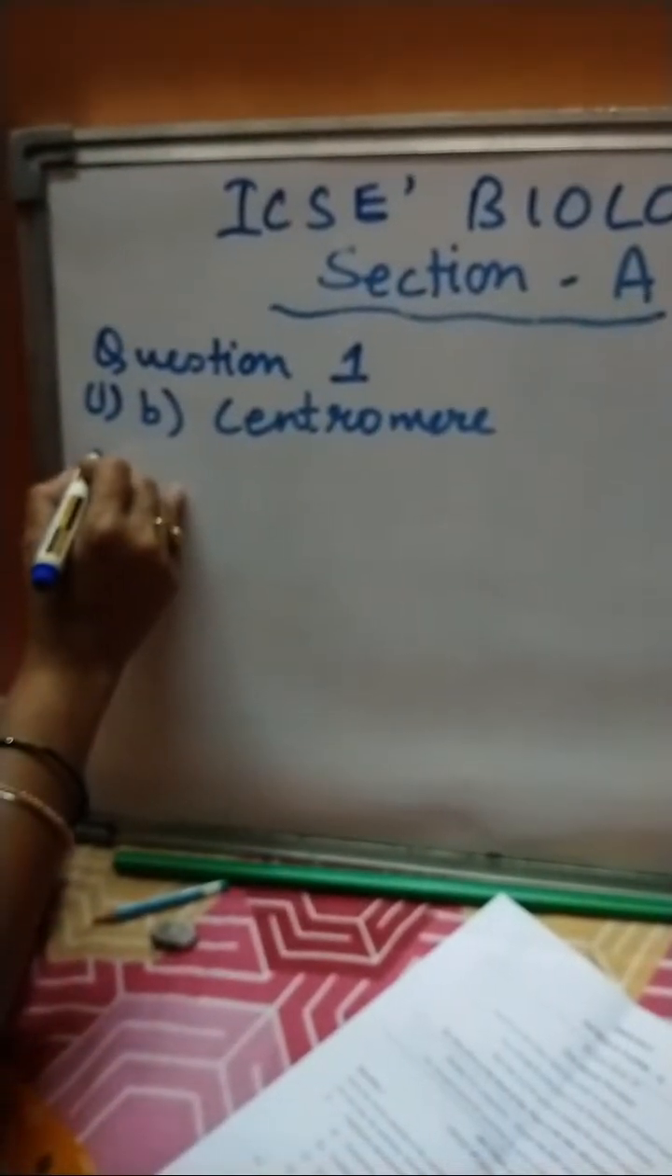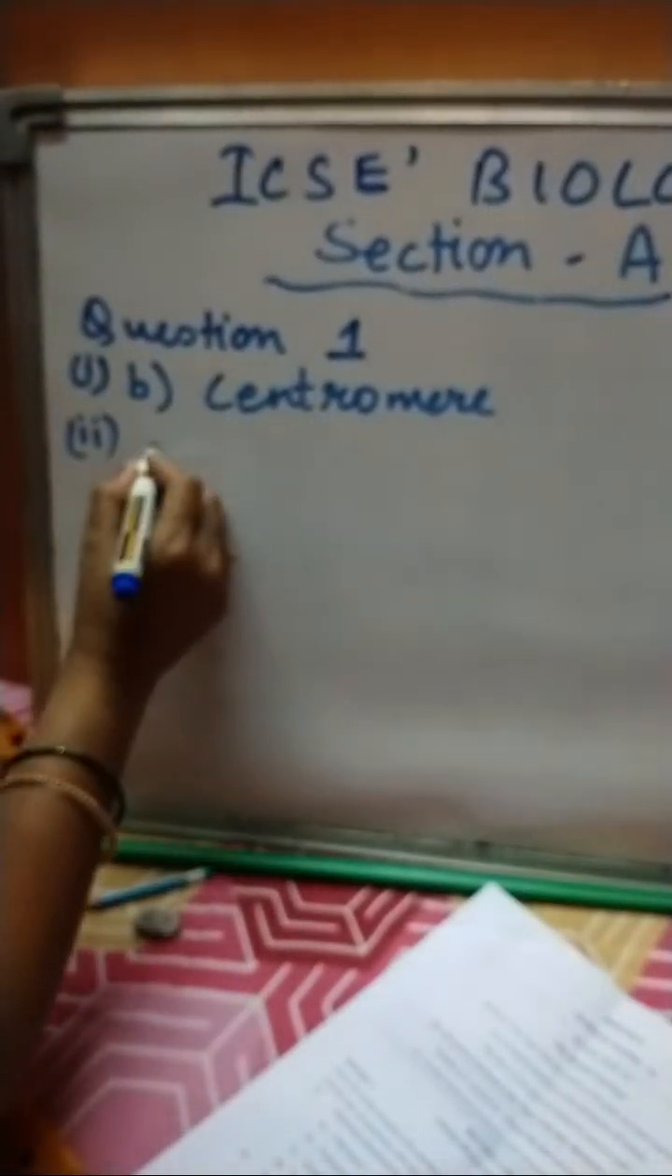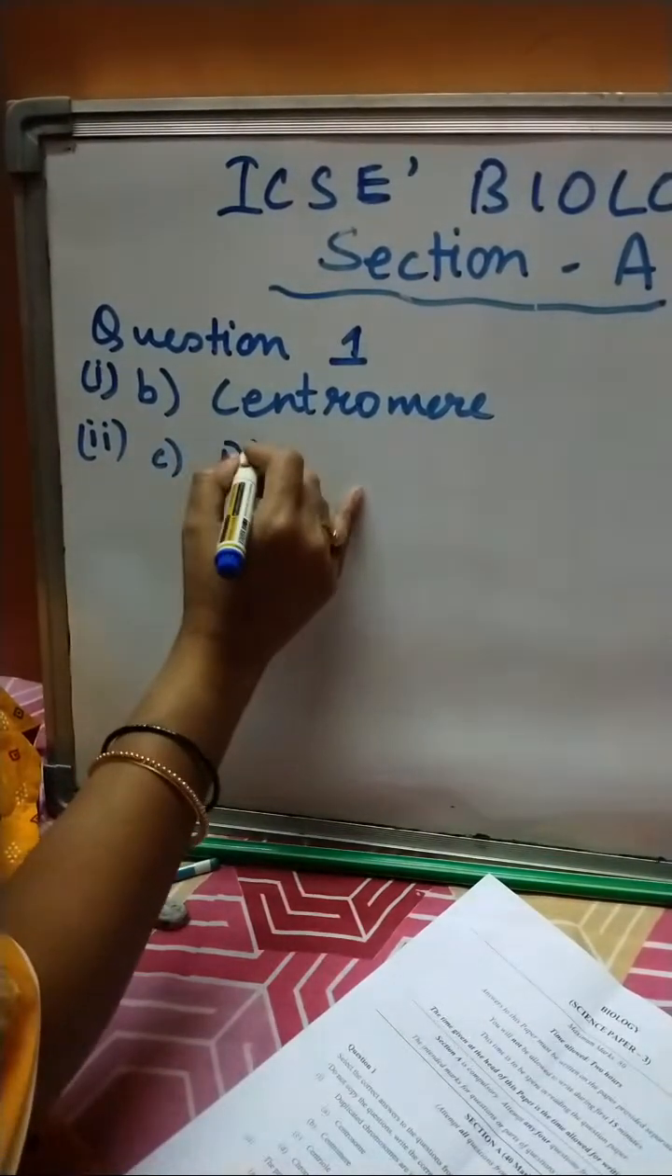Second one is number 2. The process of conversion of ADP to ATP during photosynthesis is called. Four options have been given: photolysis, phagocytosis, photophosphorylation, polymerization. The answer is C, photophosphorylation.